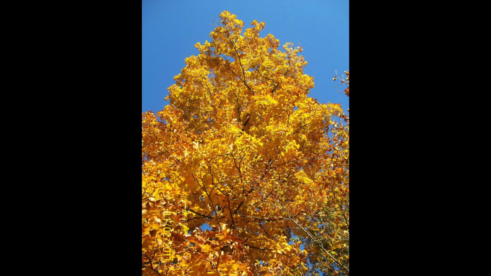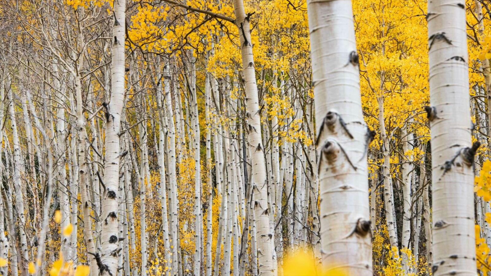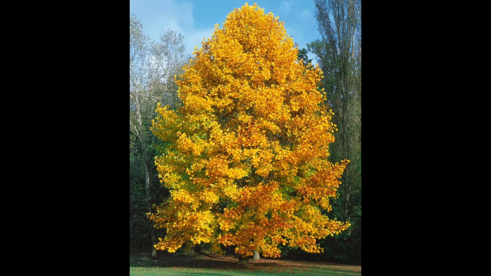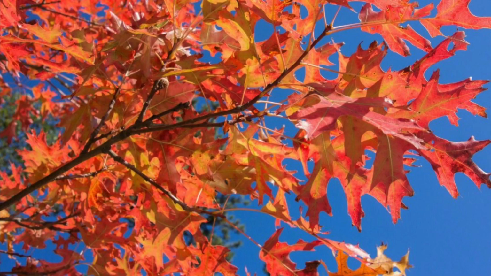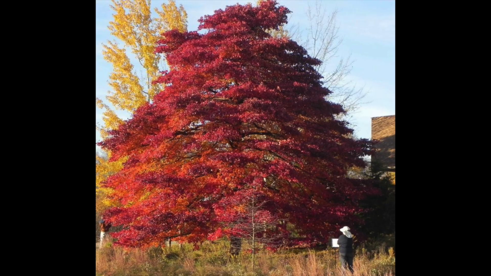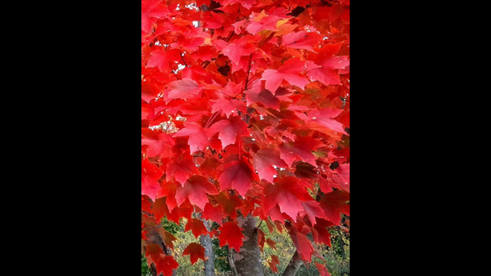Carotenoids produce yellow, orange, and brown colors. Trees such as hickory, beech, aspen, and yellow poplar are good examples of having carotenoid color palettes. Anthocyanin produces red, purple, and crimson colors. Trees such as oak, dogwood, sourwood, black tupelo, sugar maple, and red maple are good examples of having anthocyanin color palettes.